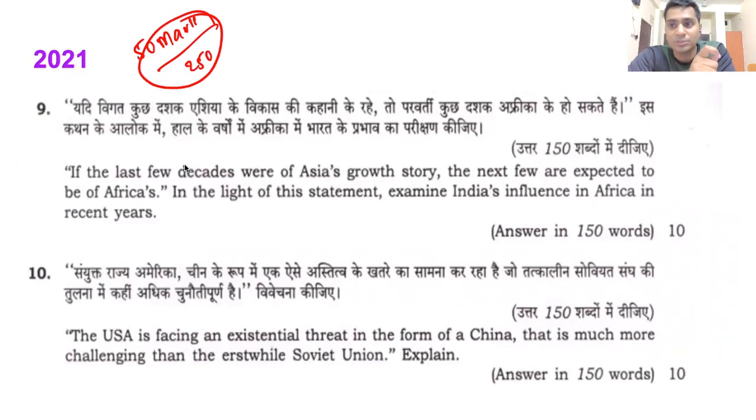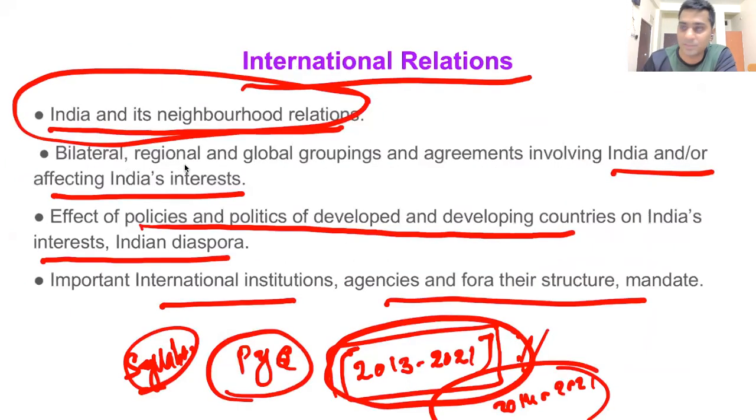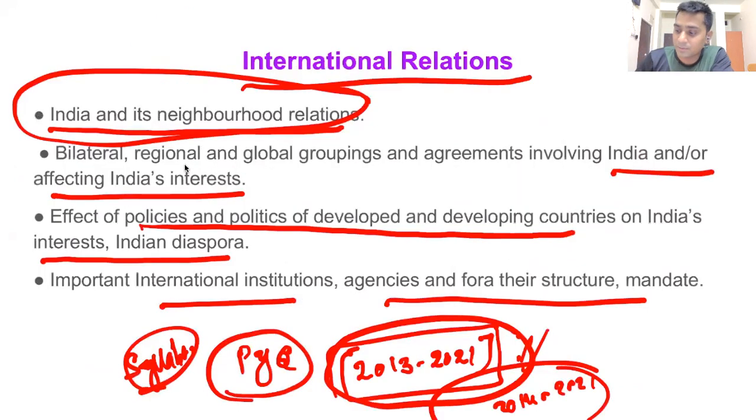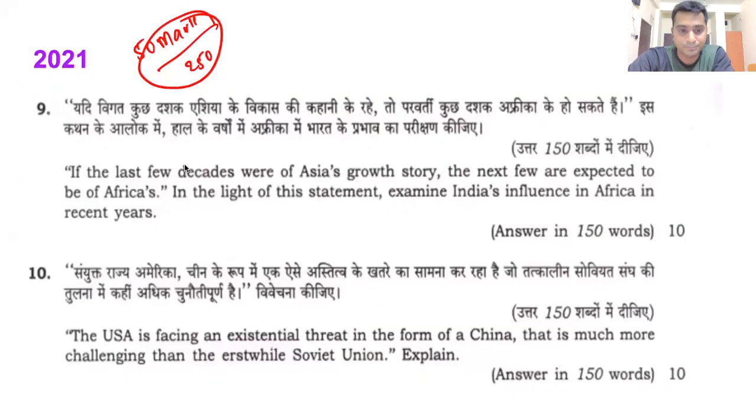Next thing is, you look at the questions and try to understand where each question fits into your syllabus. First, you should know the syllabus, and then you have to fit the question into it. The Africa question asks about India's influence in Africa, so it may be classified as India and its bilateral relations, that is, India and Africa.